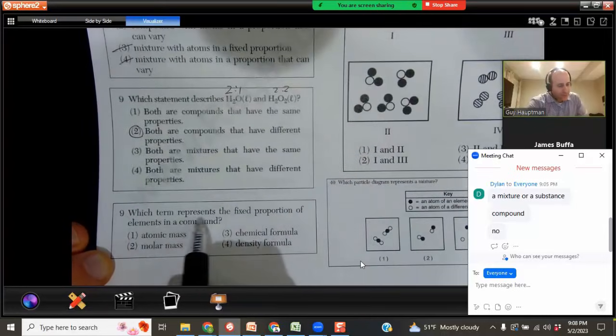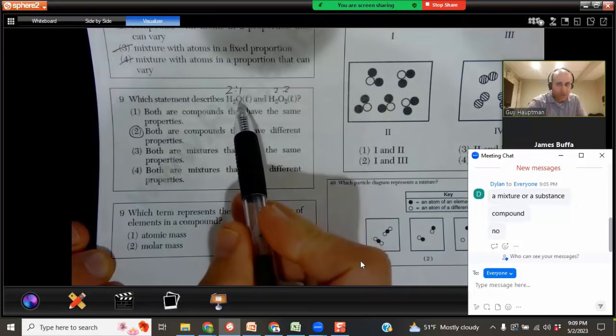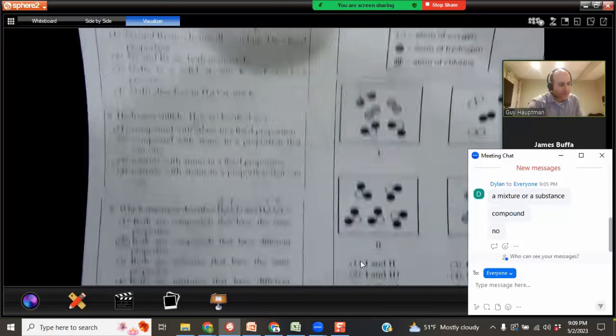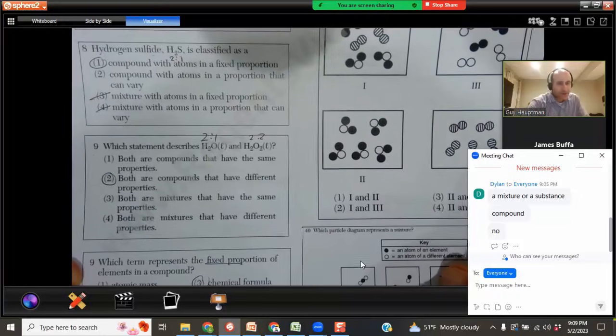Number 9. Which term represents the fixed proportion of elements in a compound? Again, they're telling you fixed proportion of elements in a compound. Anybody have an idea on that number 9? 3. 3 it is, yep. So we talked about chemical formula: H2O's chemical formula, H2O2, H2S, NaBr. These are all chemical formulas that represent the fixed proportions of elements in a compound.